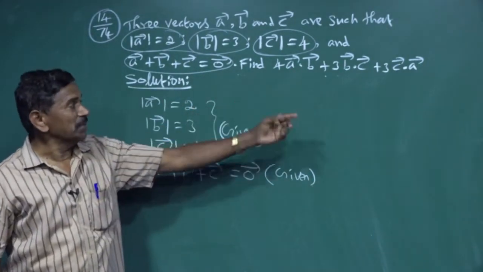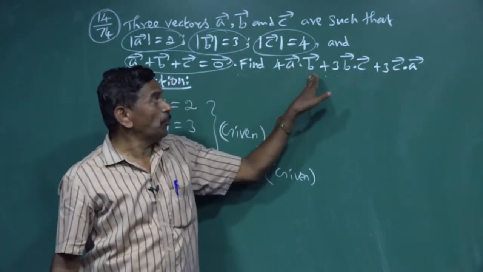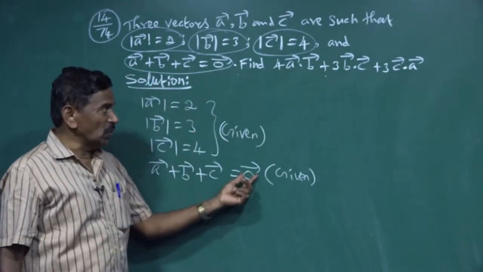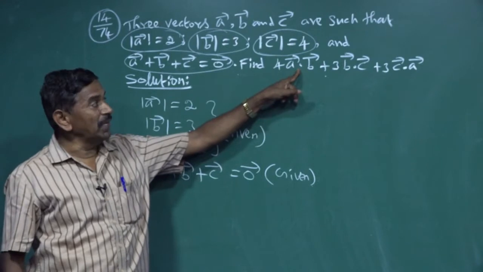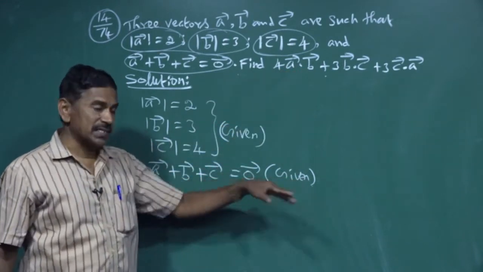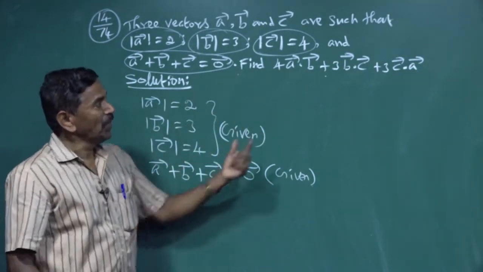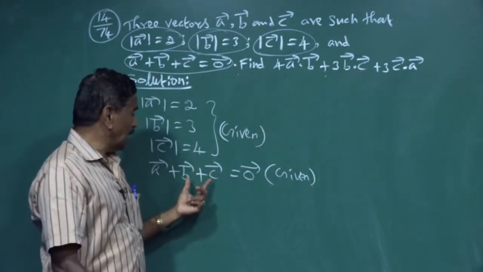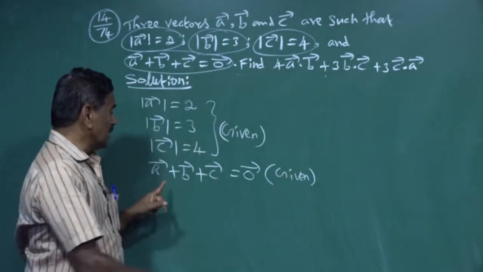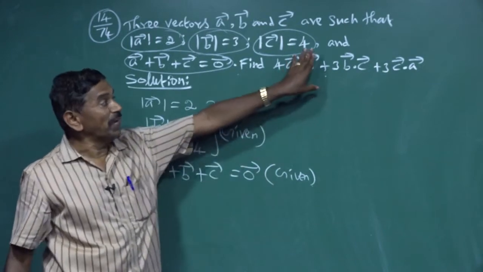Now come to the question. We need a dot b, b dot c, c dot a, in cyclic order: a to b, b to c, c to a. Here the sum of the three vectors equals 0. Consider the first one, a dot b. For convenience, a and b go on the left side, that is, c goes to the right side. To find the second one, b and c on the left side, a goes to the right. To find c dot a, c and a on the left side and b goes to the right side. So it is a technique to find its value.